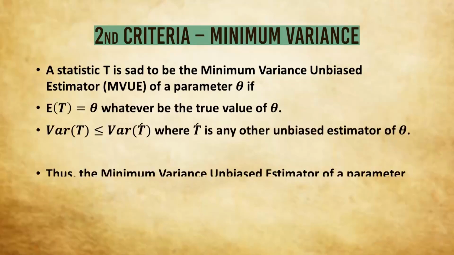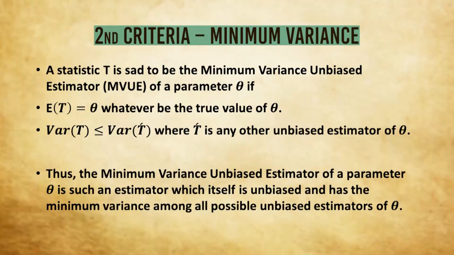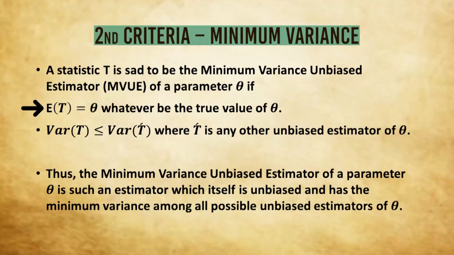The second criteria is called minimum variance. A statistic T is said to be a minimum variance unbiased estimator, we abbreviate this as MVUE, of a parameter theta if, let us see the criteria: minimum variance unbiased. What is the last criteria? Unbiased. So that means the statistic has to be unbiased. So we have the first condition, expectation of T is equal to theta, whatever be the true value of theta. Next, we talk of minimum variance. That means variance of T will be less than or equal to variance of T dash, where T dash is any other unbiased estimator of theta.